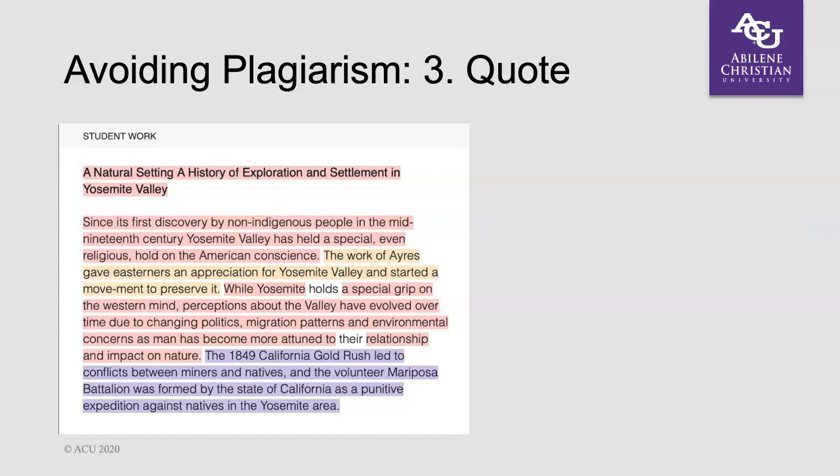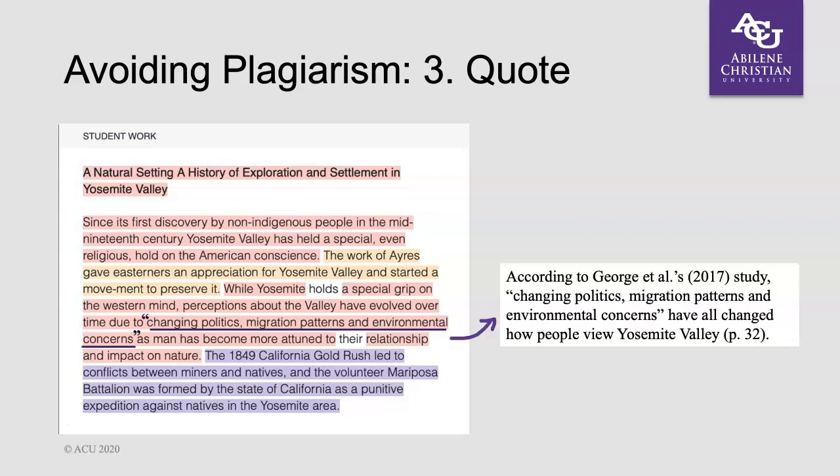Another way to avoid plagiarism is by incorporating quotes with quotation marks. Any words taken directly from a source in your paper should be marked with quotation marks. In this example, both a quote and a paraphrase are used together to form a new presentation of the original idea. And a full citation is given, including the author, year, and page number that the quote is from.